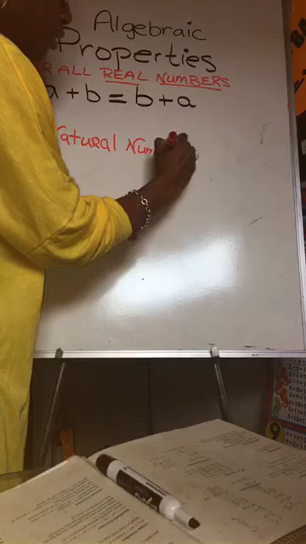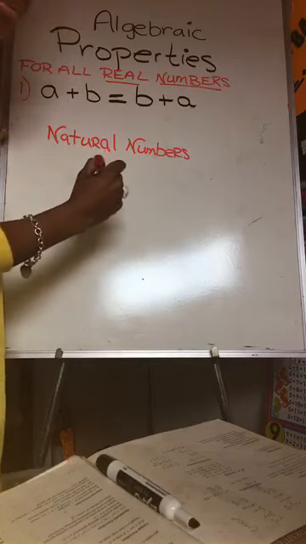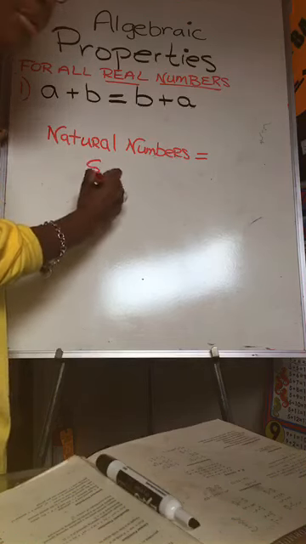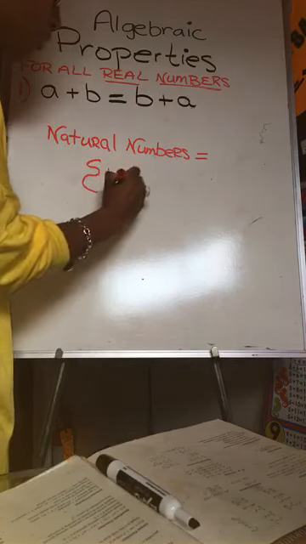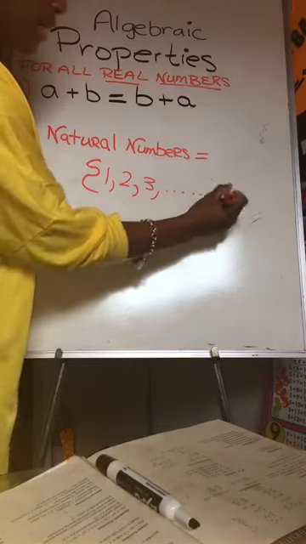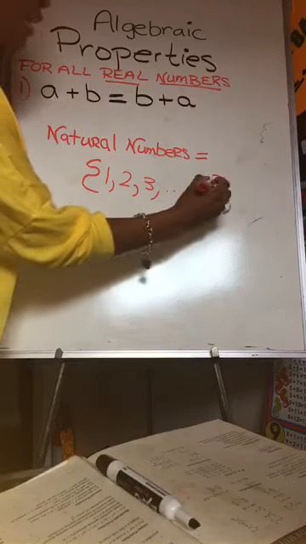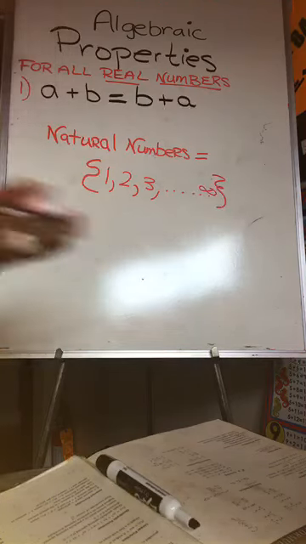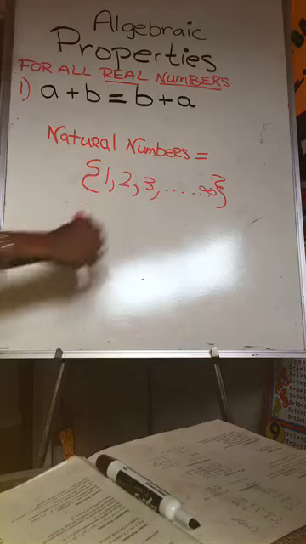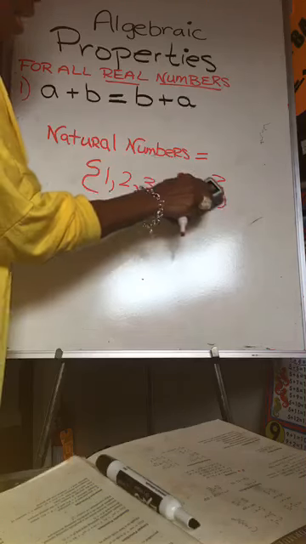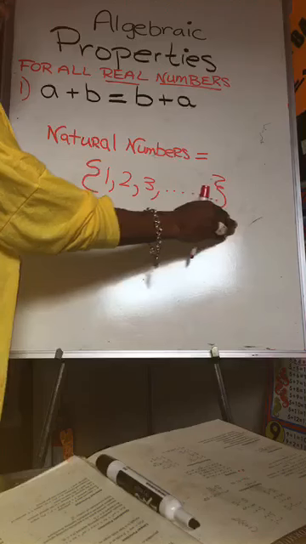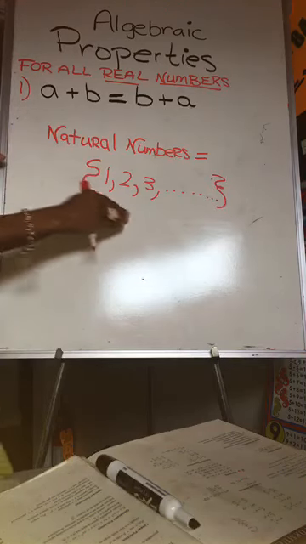What are natural numbers? Natural numbers are equal to numbers that begin from 1, 2, 3, and the dots represent to infinity. So it could be any number from 1 to infinity, okay? You may not see that in a textbook, but the dots represent that it continues to go on. The numbers never end, all right?